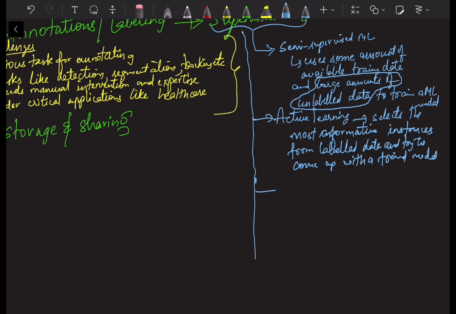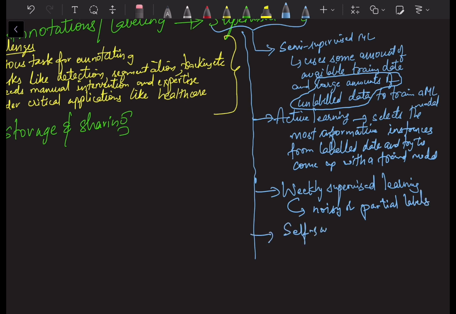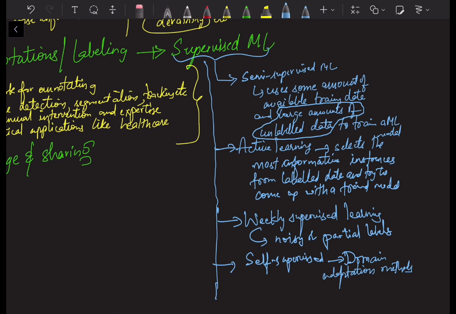Then we have weakly supervised learning. It again trains on noisy or partial labels. And finally, we have self-supervised and domain adaptation methods. So basically, these are the available different types of methodologies that can be used to solve the challenges of the annotation step.